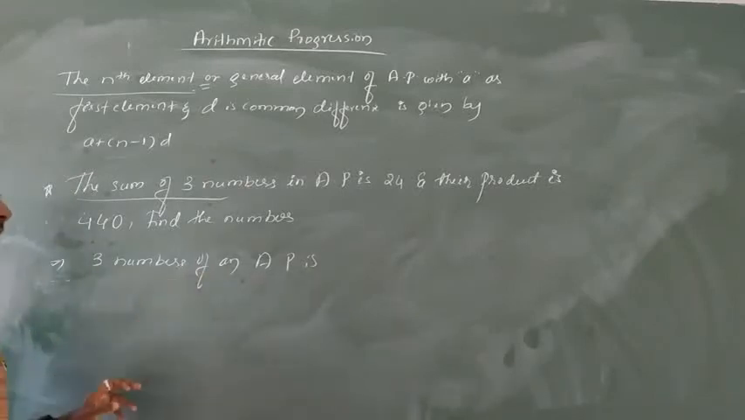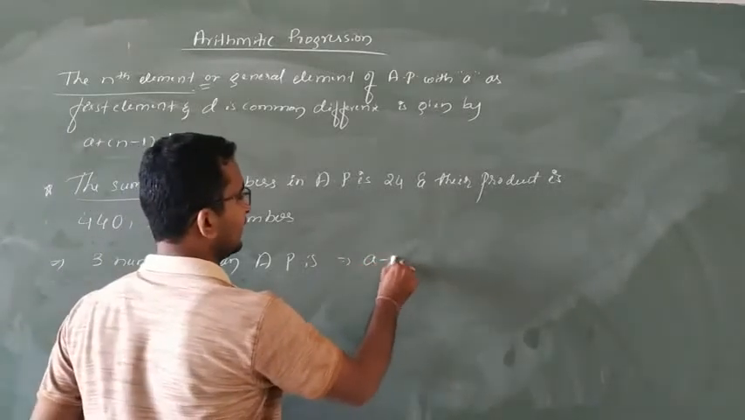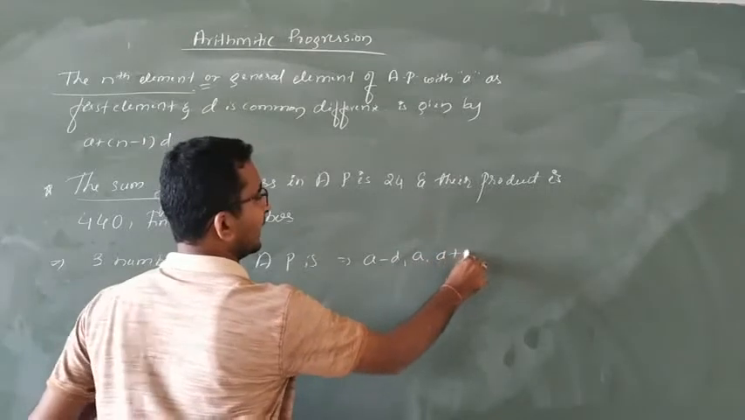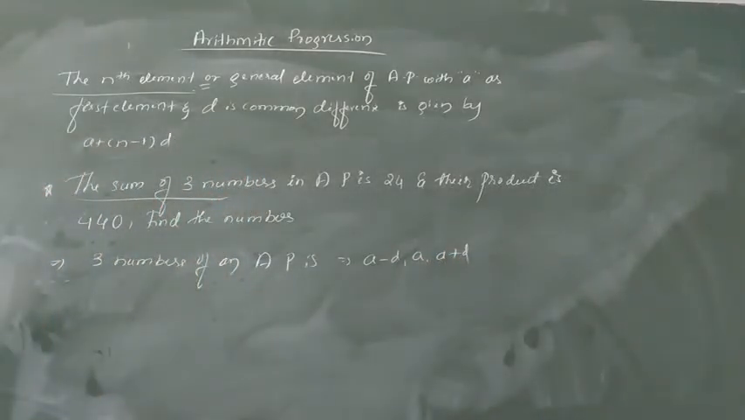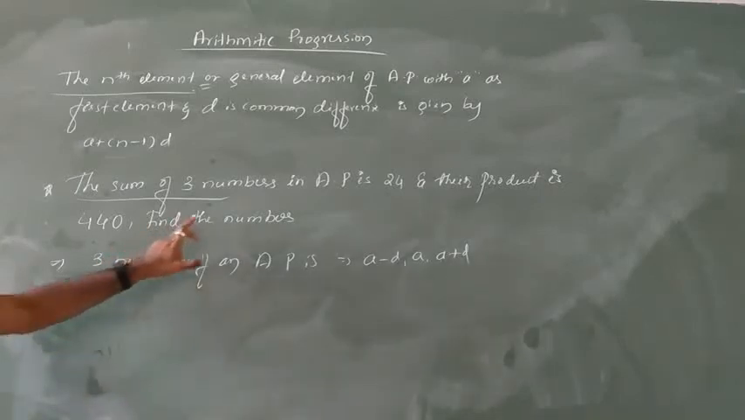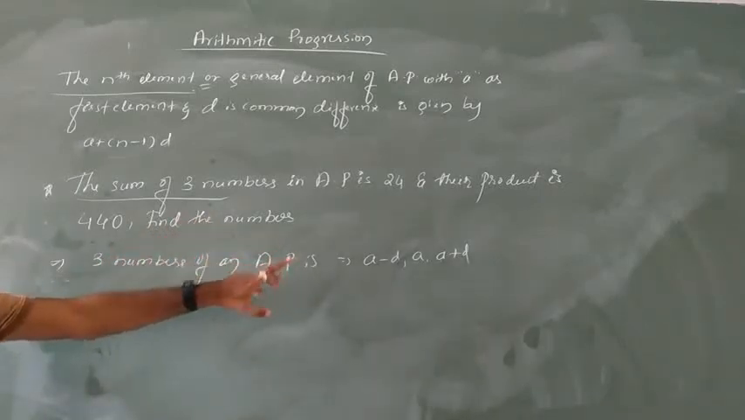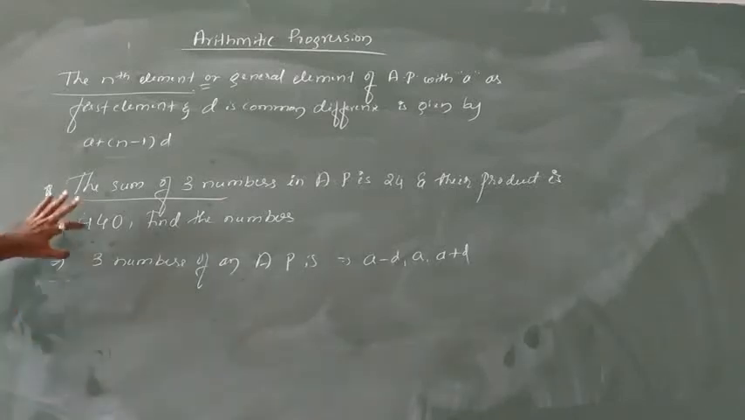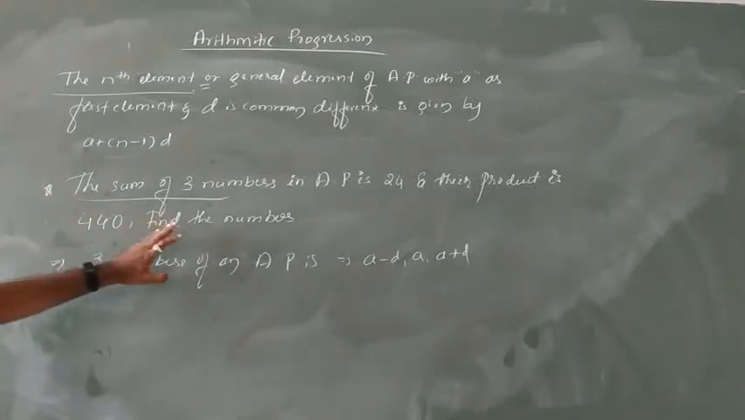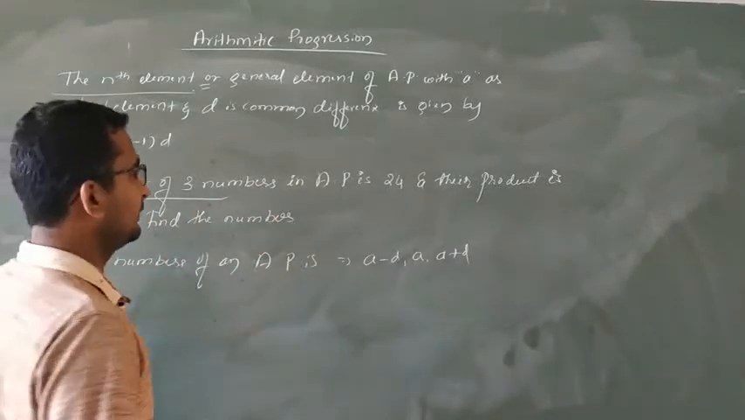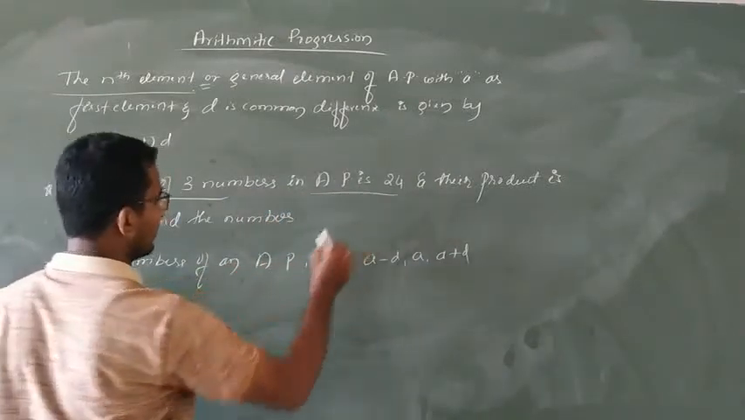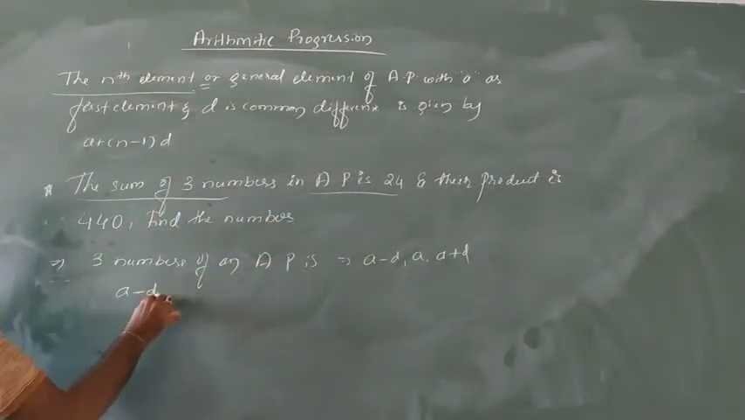The three numbers of an AP are A minus D, A and A plus D. So now what they have given here, we have to find out the three numbers. Sorry, we have to find out the numbers. The numbers are in terms of A and D. Okay, and then we have to substitute and find out those numbers. The sum of these three numbers of an AP is 24. They have given. Sum means we have to add those numbers.